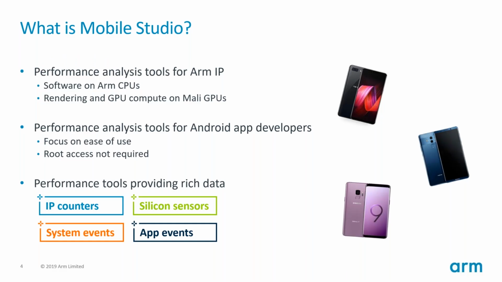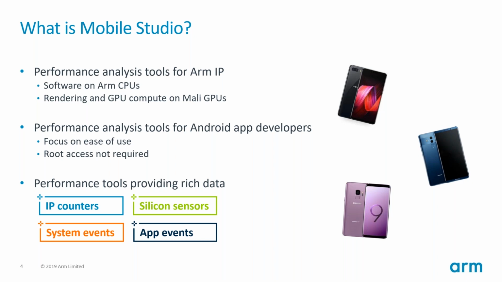So first up, what is Mobile Studio? It's a set of performance analysis tools for ARM IP, covering both ARM CPUs and ARM Mali GPUs. It's designed for Android application developers, so profiling and optimizing applications on released phones that are in the market today. And the focus is therefore on ease of use, so you don't have to be a silicon design expert or a phone design expert. And the tools are designed to work on non-root phones. You don't need to have a special device to use these tools to profile your applications.